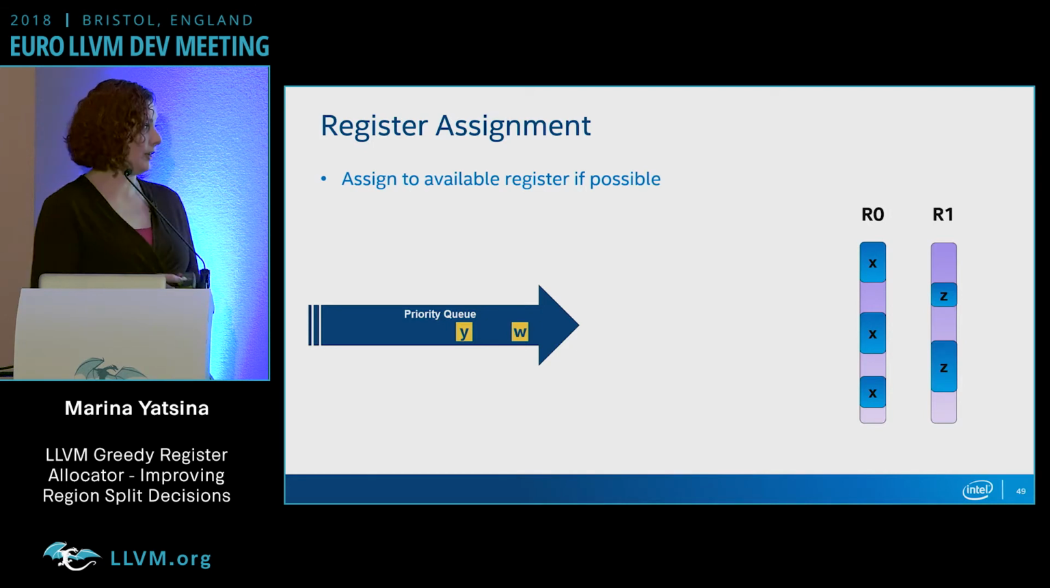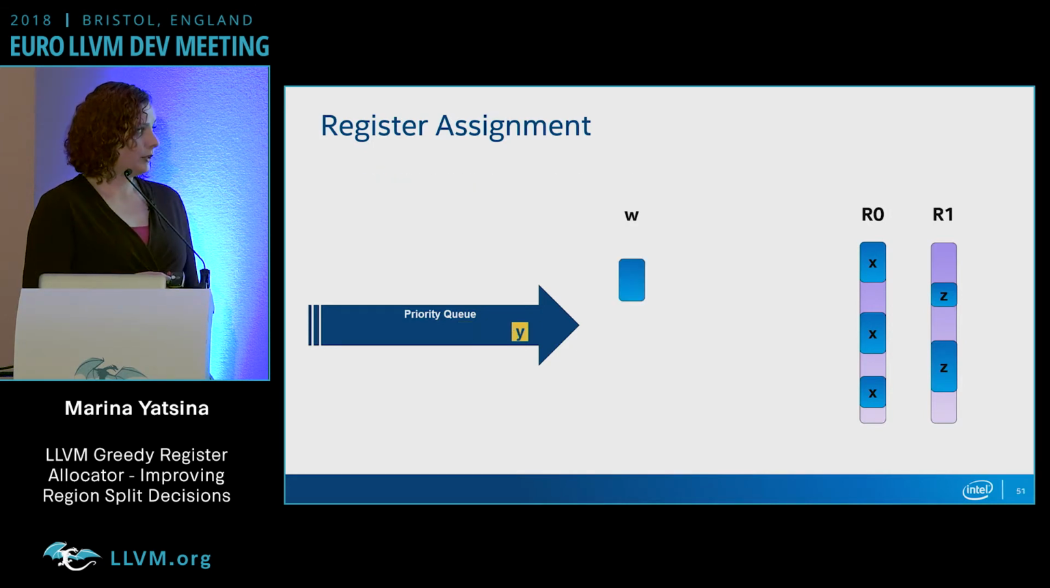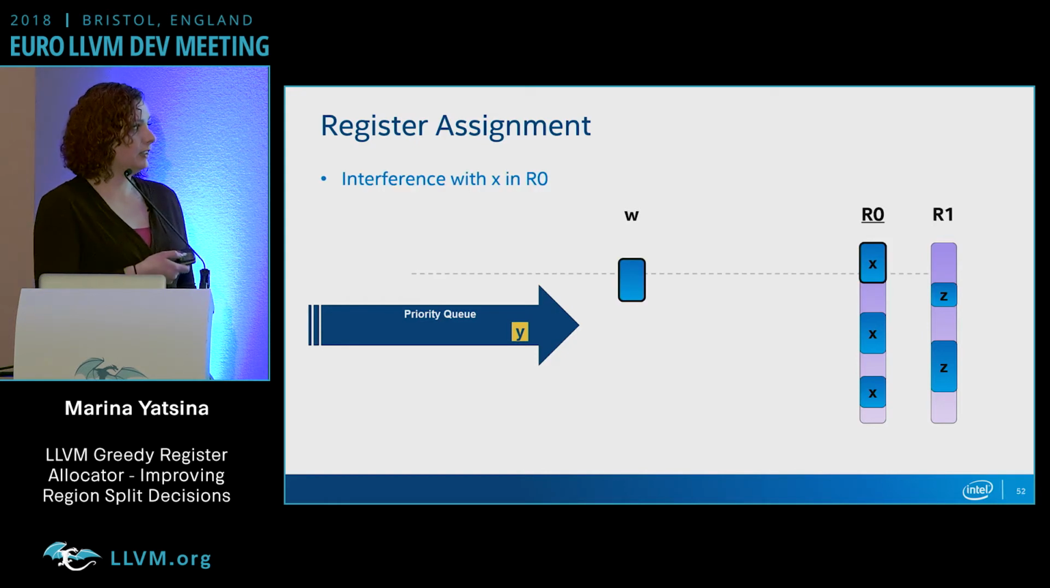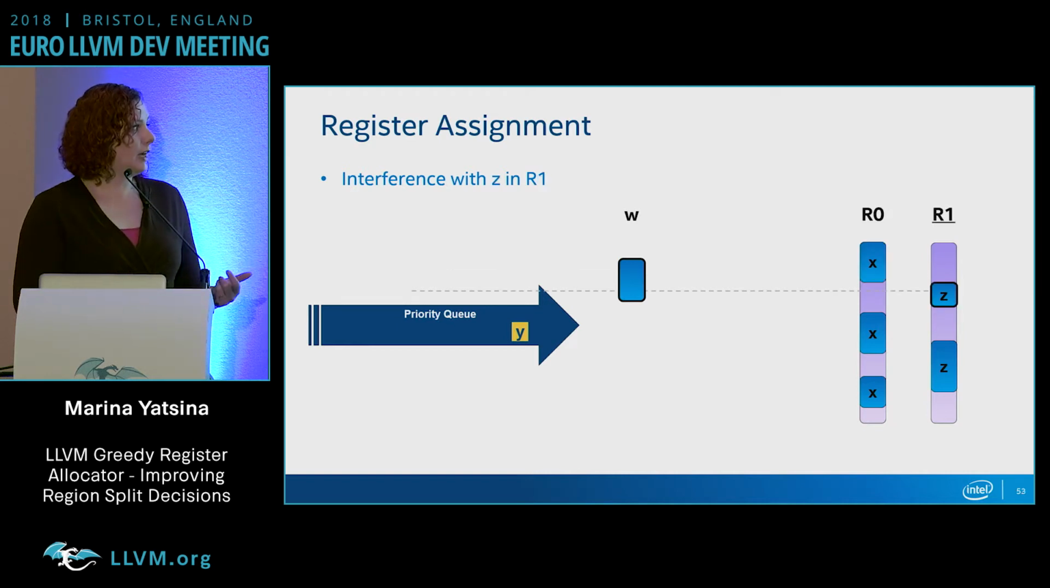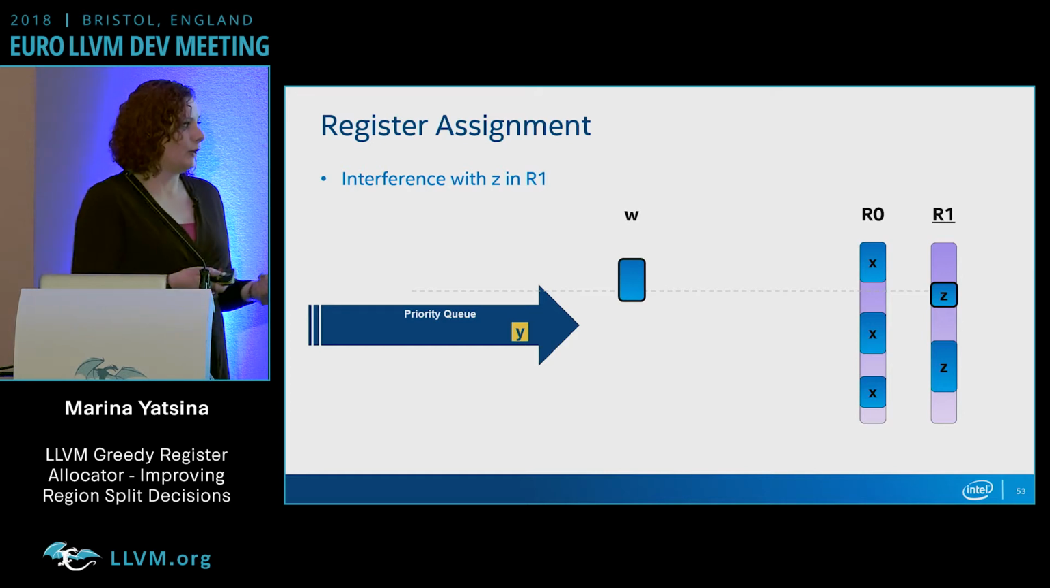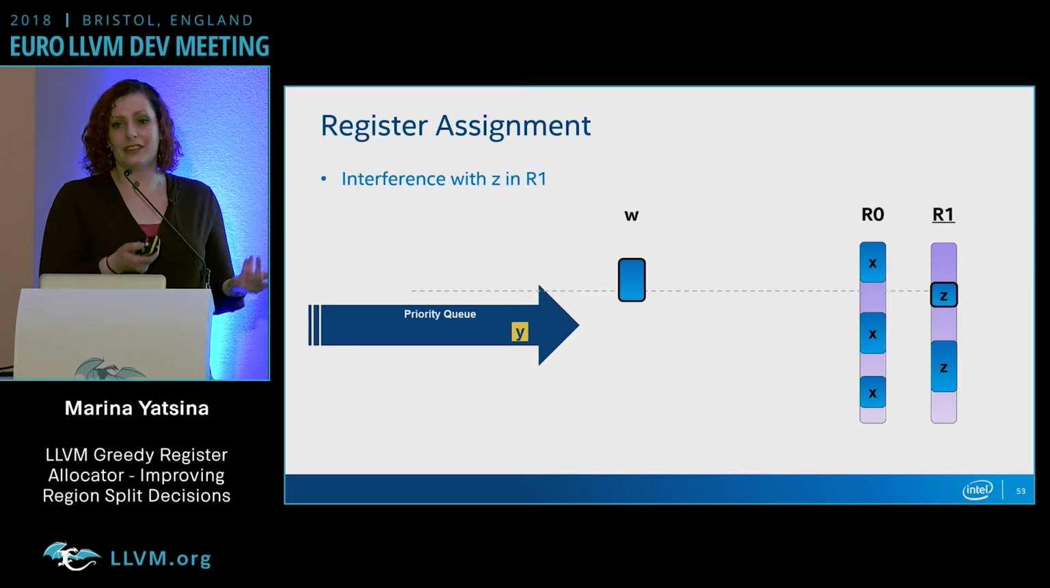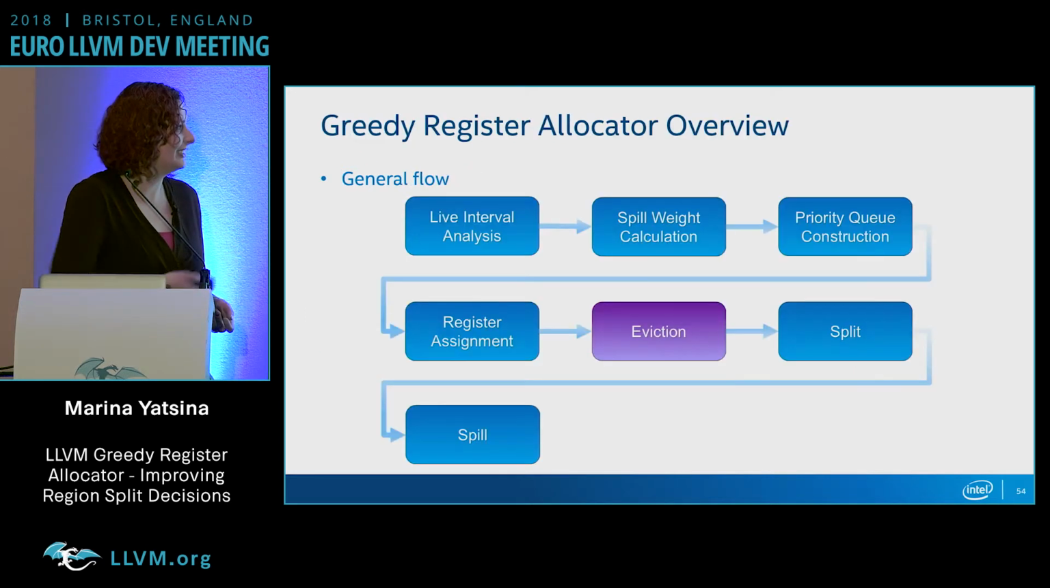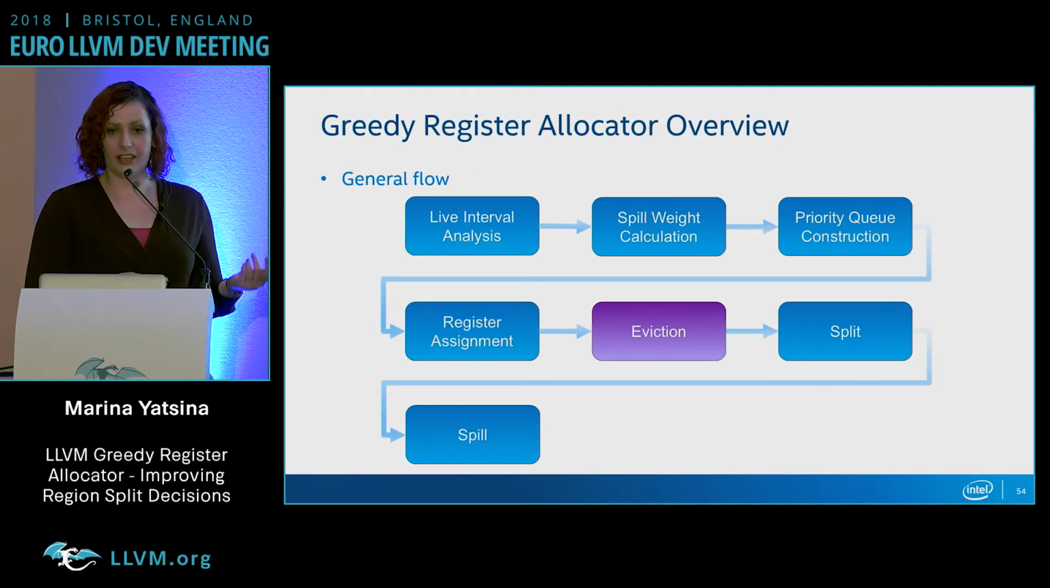R1 is available, great. But when we dequeue W and try to assign it to an available register, we have a problem. X interferes with the assignment of W on R0, so we cannot just directly assign it there. And Z interferes with the assignment of W on R1, and we cannot directly assign it there. And these are all the free registers in our system currently. So what we try to do is eviction.